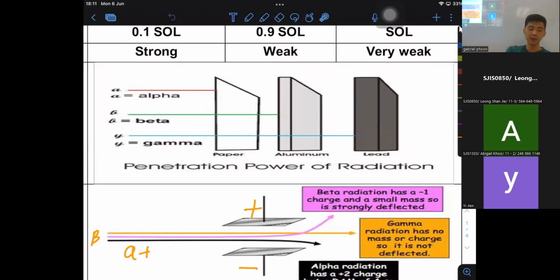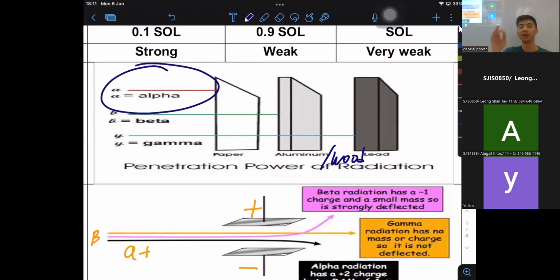Alternatively, if you see the word penetration and the word aluminium, or even wood, guys, I think I mentioned this last week. Aluminium, wood, they're trying to test your understanding of beta radiation, and alpha is the weakest among all the radiation. It cannot even penetrate through a thin layer of paper.